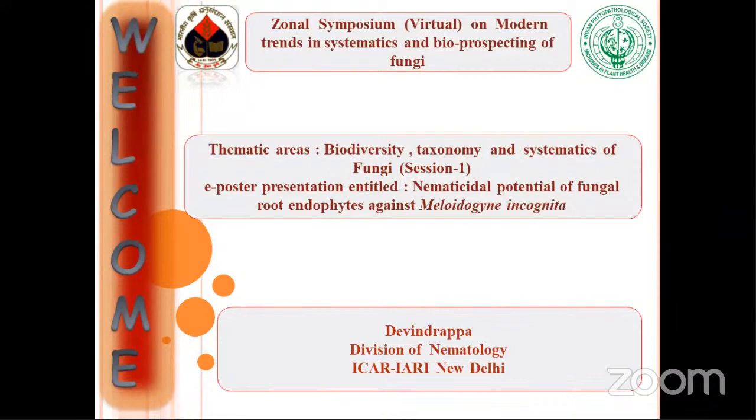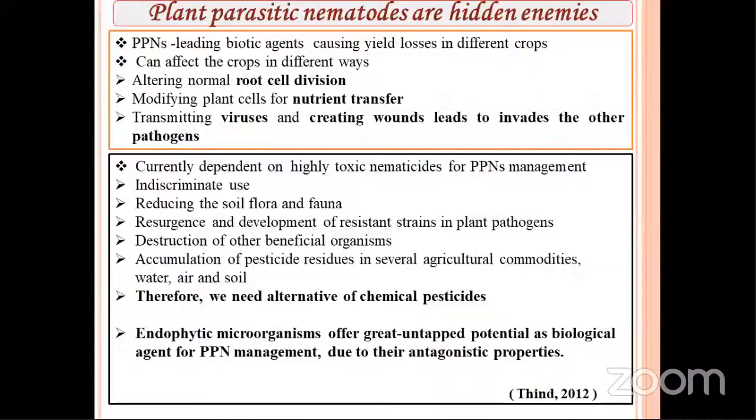Yes, okay, sir. My topic is the nematicidal potential of fungal root endophytes against Meloidogyne incognita. Plant parasitic nematodes are most damaging pathogens. They create wounds that help other pathogens invade. Currently, highly toxic nematicides are used for management of nematodes. This leads to environmental pollution and pesticide residues affecting the overall agriculture community. Therefore, we need alternatives to chemical pesticides.